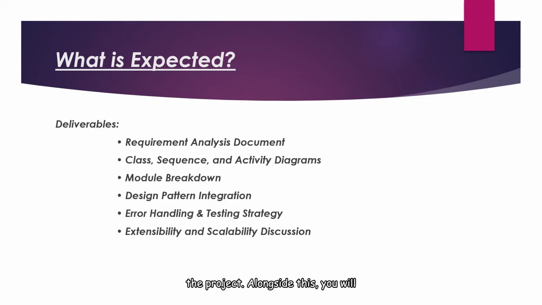Alongside this, you will need to create class, sequence, and activity diagrams that capture the system's architecture, flow of information, and interaction between components. Think of these diagrams as blueprints. They help everyone understand how the system will function and how different parts of it will communicate. In addition, you will break down your design into modules, identify areas where design patterns can be applied, and define your error handling strategy. Lastly, you will need to explain how your system will be scalable and extensible to ensure that it can grow and adapt in the future.